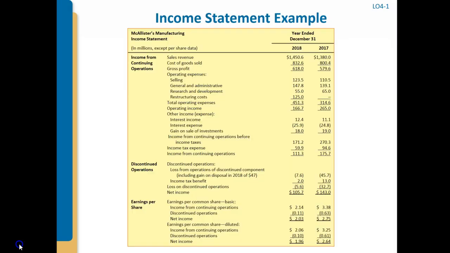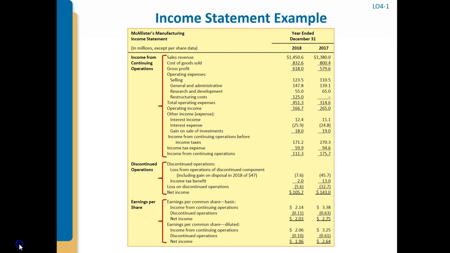So before we talk about specific components of an income statement in a lot of depth, let's take a quick look at the general makeup of the statement. Here we look at an income statement for McAllister's Manufacturing. It's a hypothetical company. At this point, our objective is really to gain a general perspective on the items reported in the classifications contained in corporate income statements.